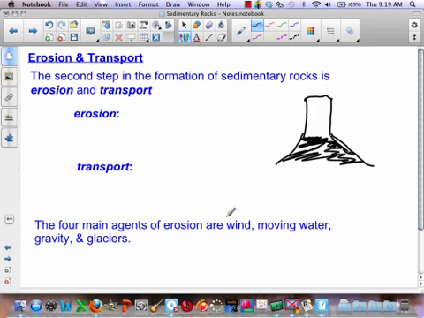And then eventually the wind comes in, starts blowing at this, and what does it do to this pile? Starts to move it. That's the transport. So either those sediments get moved by the wind, or oftentimes by rain, and then you get rivers that move it. That's called transporting. And there are 4 main ways that we transport. You have wind, water, gravity, and glaciers.